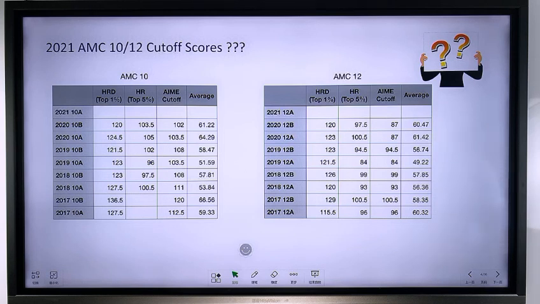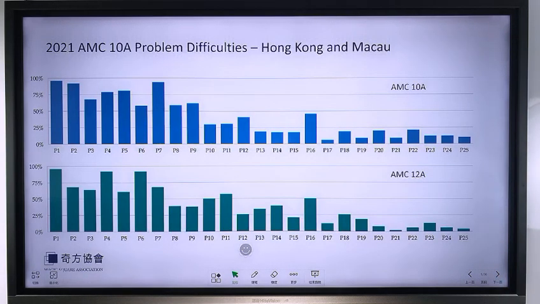And so that's the cutoff scores. And the next would be the problem difficulties. Of course, that's also based on the statistics of the Hong Kong and Macau participants. You could see that although AMC 10A and 12A have about the same average scores, it looks like the last few questions on AMC 12A are quite difficult. And also there are some difficult questions on AMC 10A, but these may not be the last 5 questions. So that's the observation.